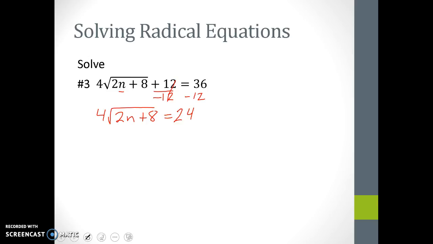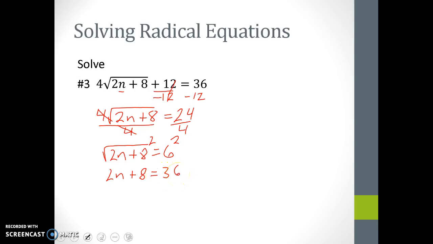But I still have the 4 on the outside of the radical sign, so I'm going to divide this side by 4 and this side by 4. The 4's will cancel, and I will have the square root of 2n plus 8 equals 24 divided by 4, which is 6. Well, then I can get rid of the square root sign. So I'm going to square both sides, which means the radical sign will not be there anymore. It'll just be 2n plus 8 equals 6 squared, which is 36. If I subtract 8 from both sides, then I'm left with 2n equals 36 minus 8, which is 28. And if we divide by 2, we get our final answer, which is 14.